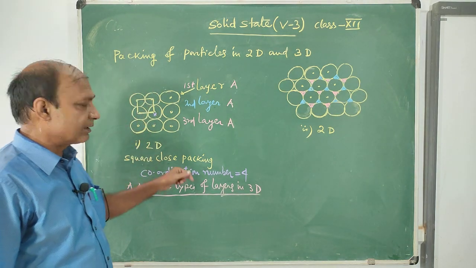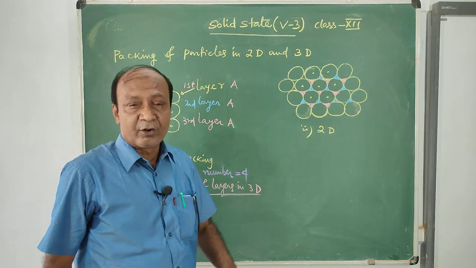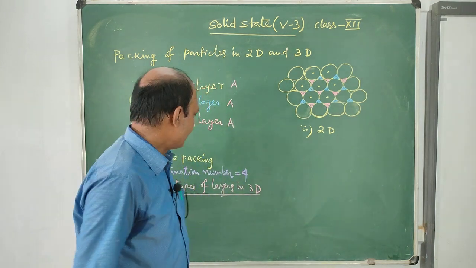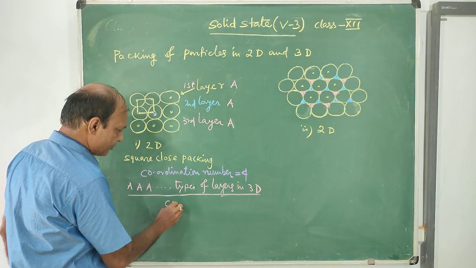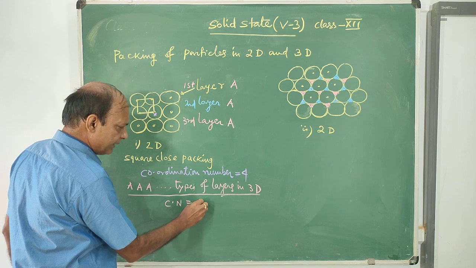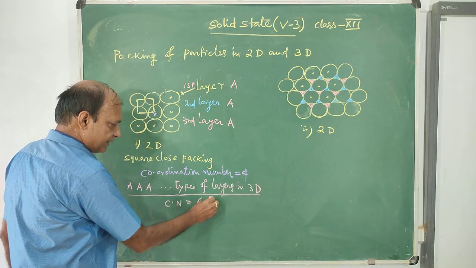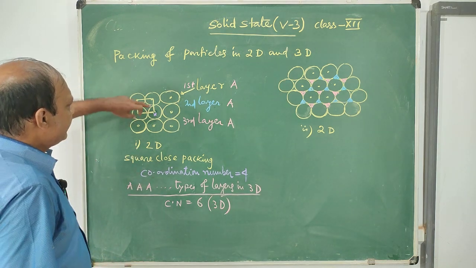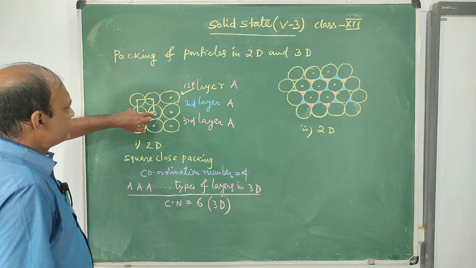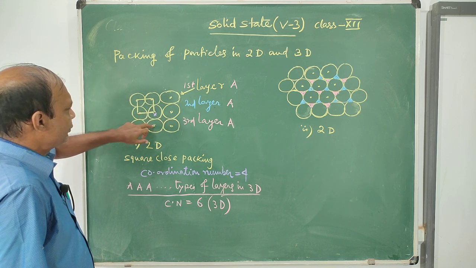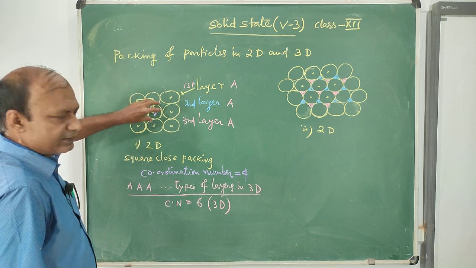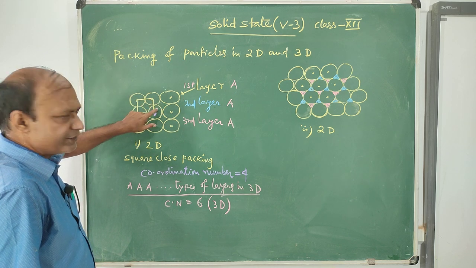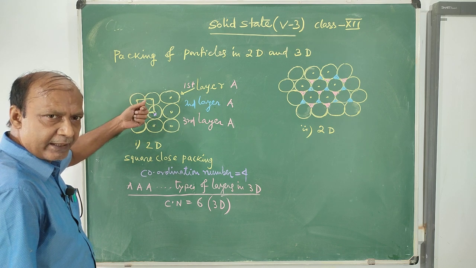Now when you construct in 3 dimension, the coordination number will change. The coordination number in 3 dimensions will be 6, from 4 to 6. How you can understand? Because the coordination number of the sphere in its own layer is 4, 1, 2, 3, 4. You are constructing the second layer, just putting a sphere above it. So this particle will be touching a particle just vertically above it.